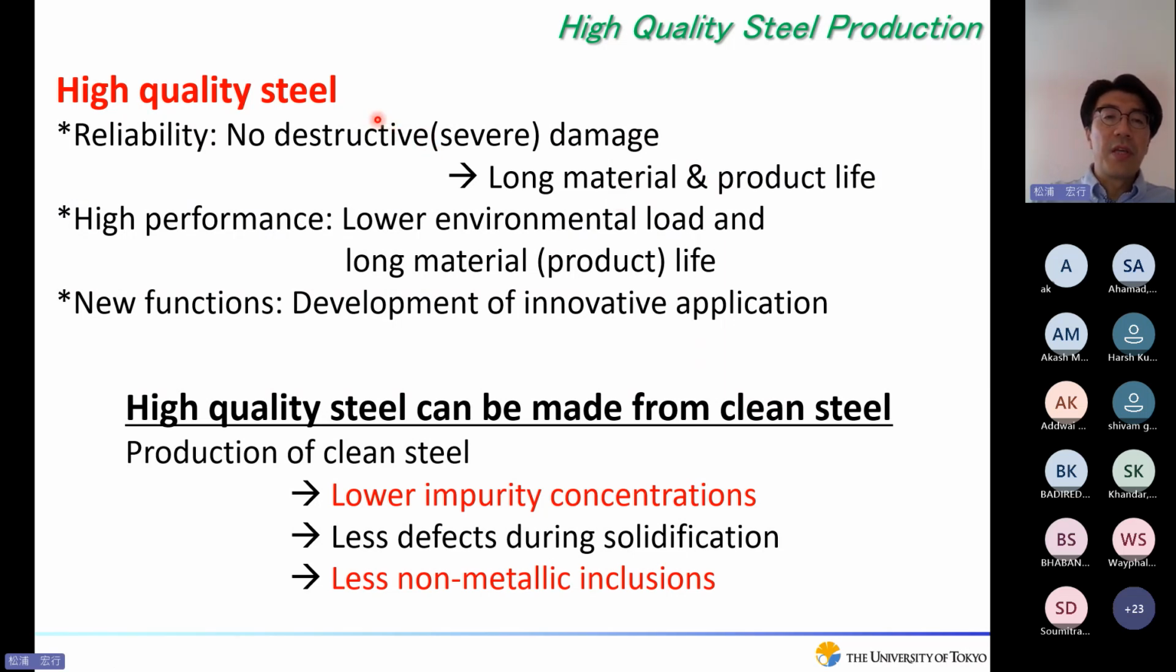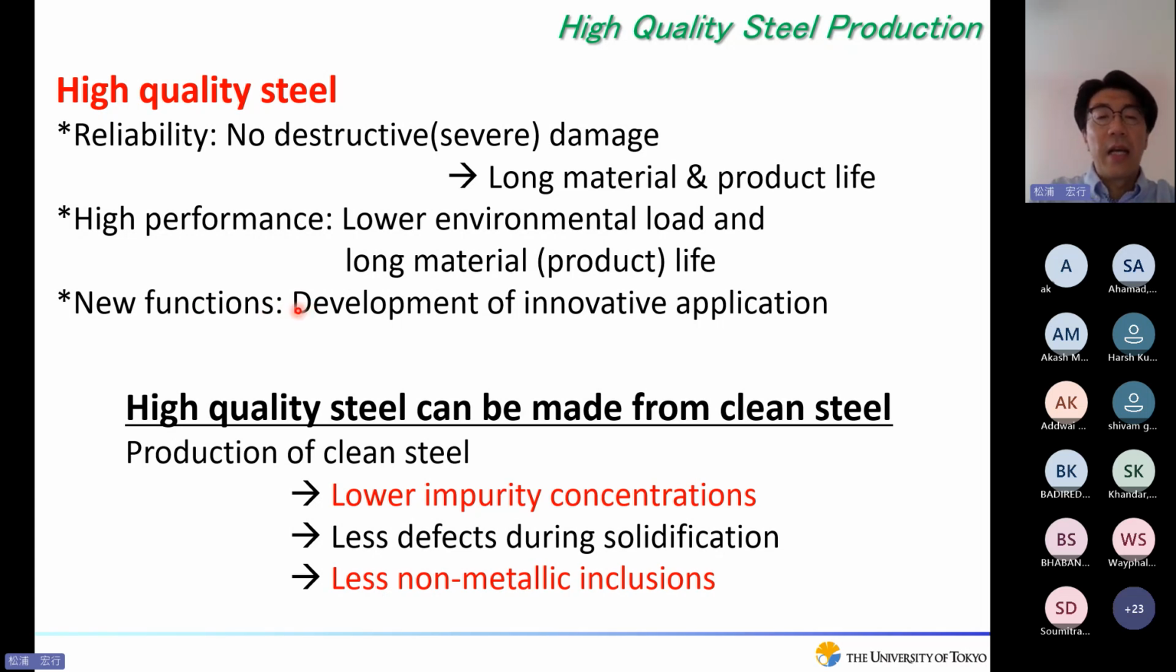As you know, high quality steel needs some important points like these, like reliability of the materials. No destructive or severe damage must be caused by the steel products, and this would promise a long material or product life. High performance of the product can be achieved by high quality steel, and it will result in a lower environmental load of the product and also a long product life. And if you can achieve very high quality steel, it might be possible to achieve some new functions, and it will continue to the development of innovative applications of steel products.